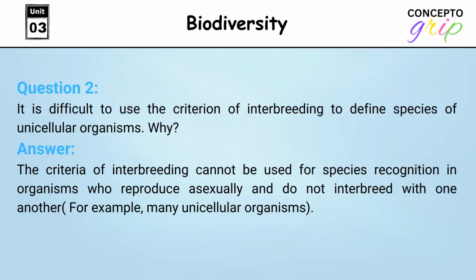Question number 2. It is difficult to use the criterion of interbreeding to define species of unicellular organisms. Why? Answer. The criteria of interbreeding cannot be used for species recognition in organisms who reproduce asexually and do not interbreed with one another. For example, many unicellular organisms.